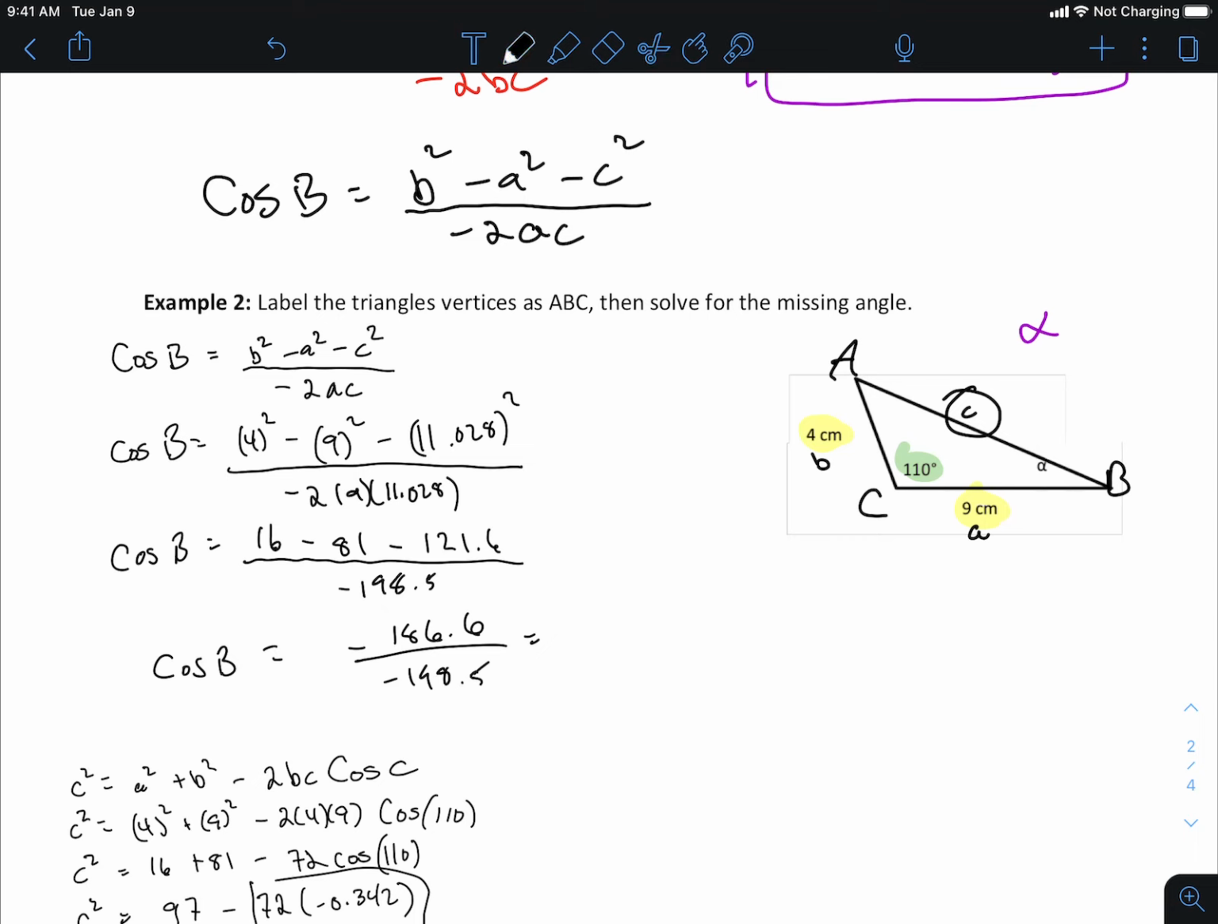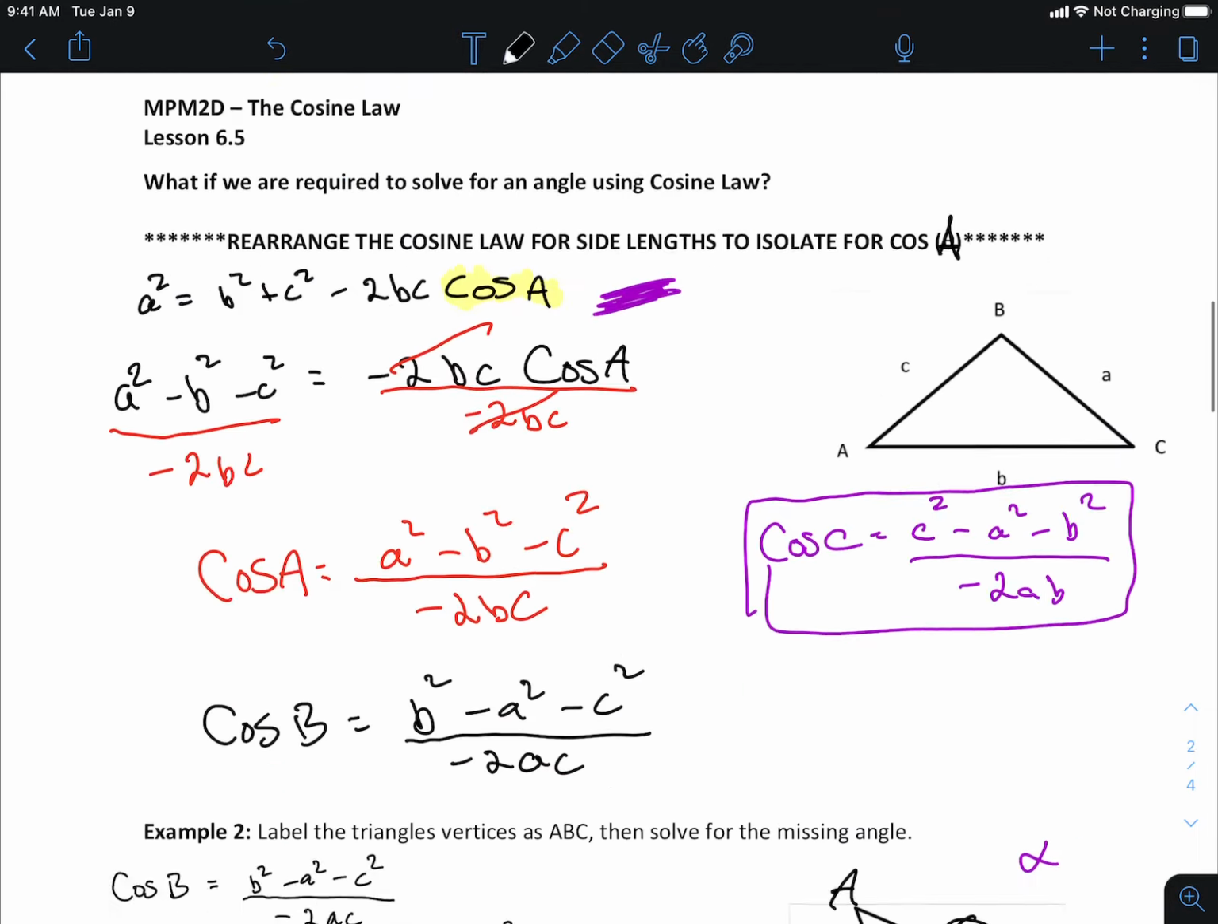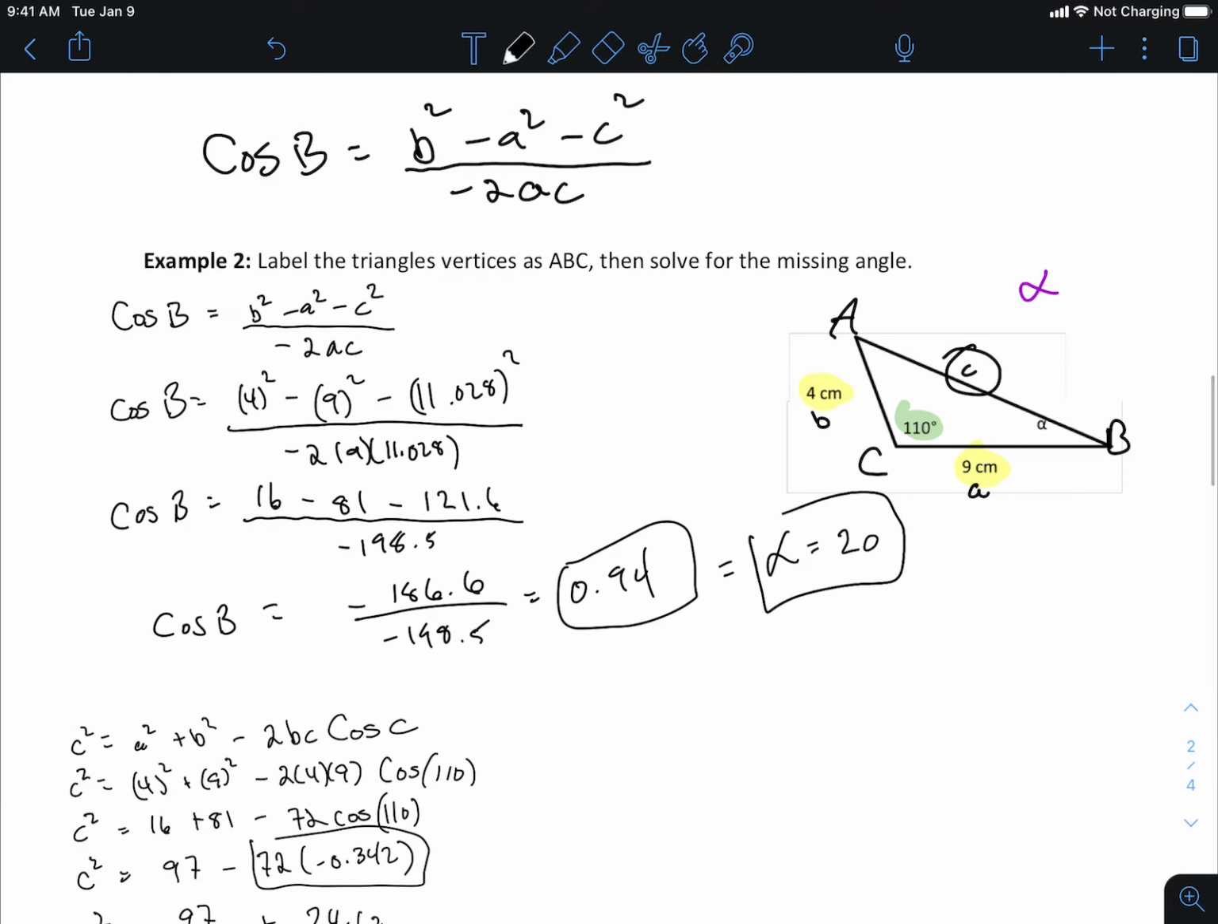And then, Ella, what decimal number did you get? 0.94. Okay, so then you can go to your trig table and find that, and you should get an angle for alpha of 20. Right on! Nice. It's like 19.9. Okay, that's 20. There you go. I feel relieved now.